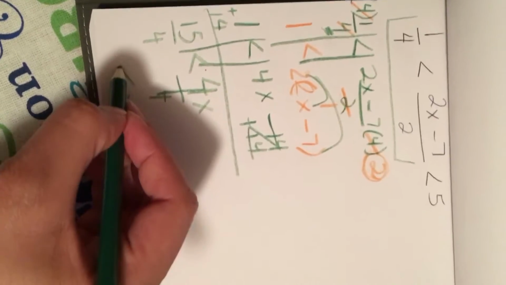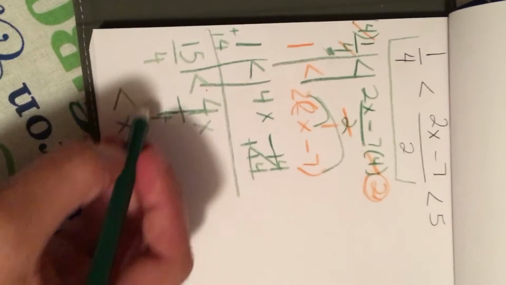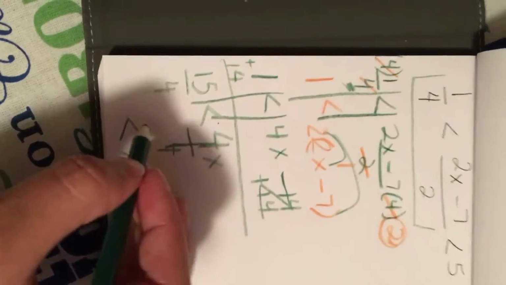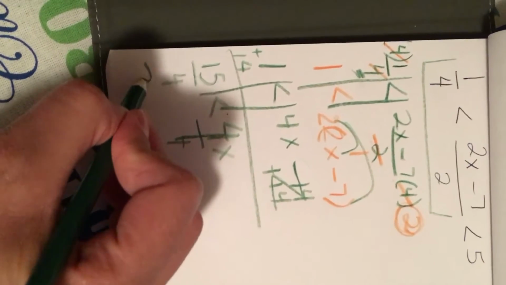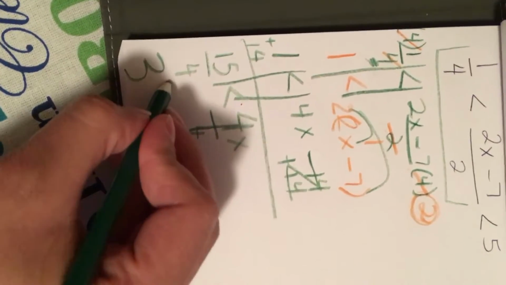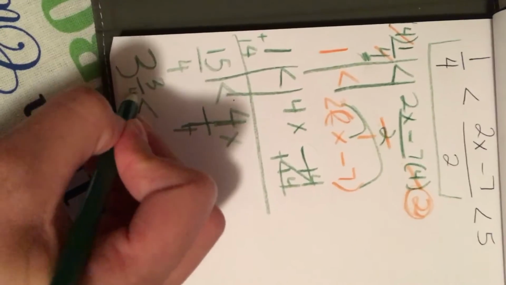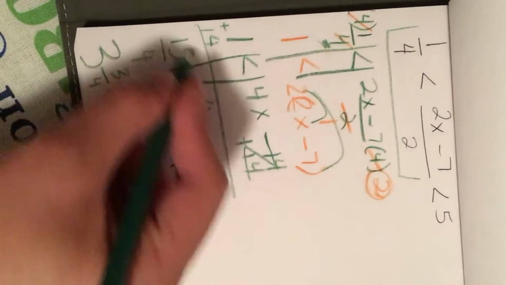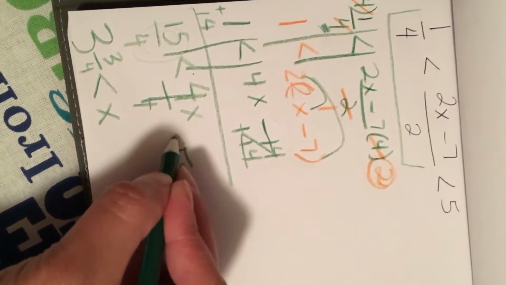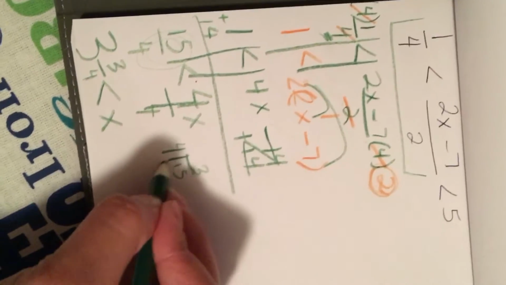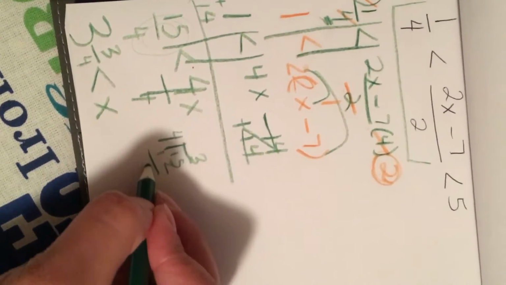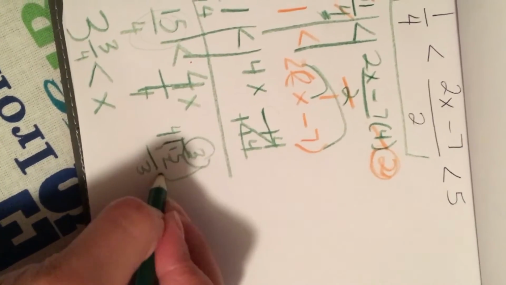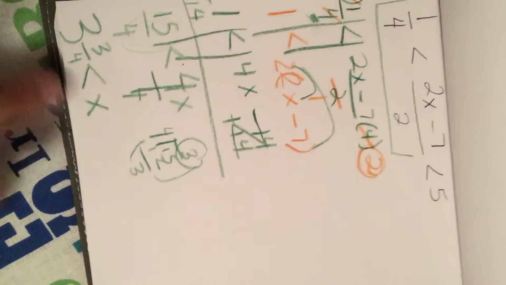So x greater than, and here you can put it in mixed numbers. So 4 times 3 is 12, and then I'm going to have 3 left over, 3/4. How I got that is I divided this part right here, 15 divided by 4. So I get 3, remainder 3. 3 and 3/4. Okay, so that's part 1.